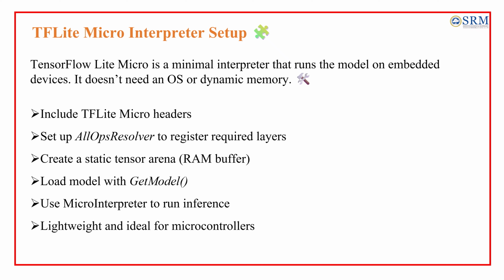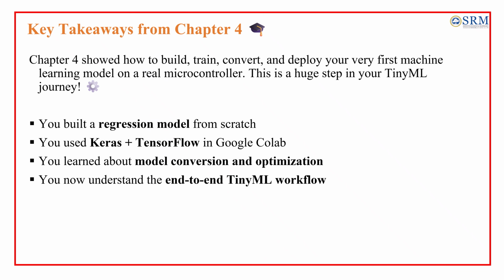This brings us to the end of chapter 4. We've seen the entire journey from data to deployment. So, key takeaways from chapter 4. Let's recap. We built a regression model from scratch in Keras, used TensorFlow to train and evaluate it, converted it to TensorFlow Lite and then a C array, and we'll deploy it on an Arduino Nano BLE Sense. This is a complete TinyML workflow: build, train, convert, deploy and run it. So it's a huge milestone.